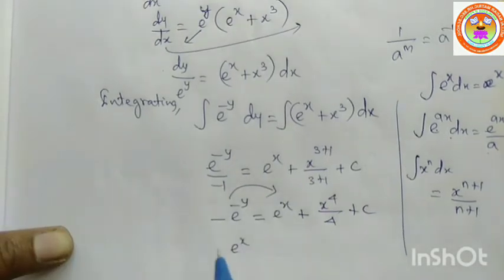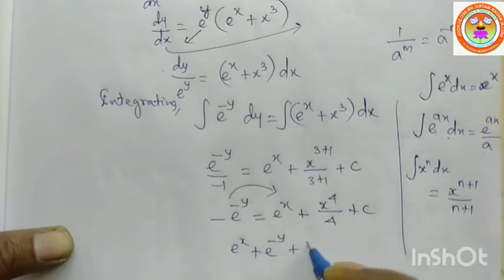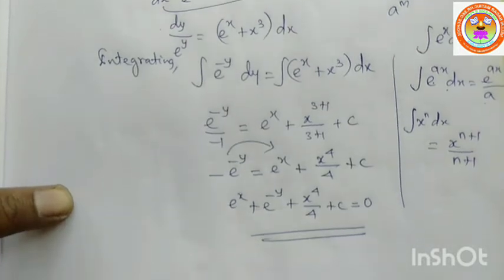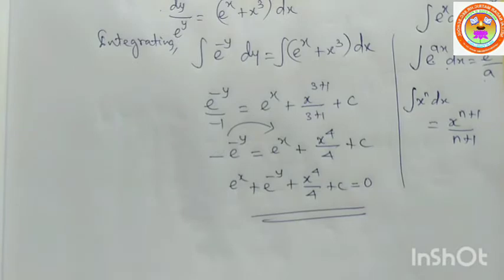e power x. If you are taking this negative term to the right hand side, it will become positive. So e power minus y plus x raised to 4 by 4 plus c is equal to 0. So this is the required solution. Is it clear? Okay. Now move on to the next subdivision, subdivision 5.